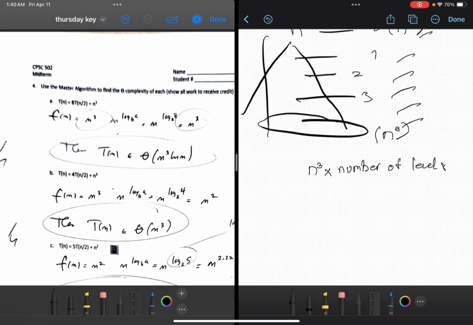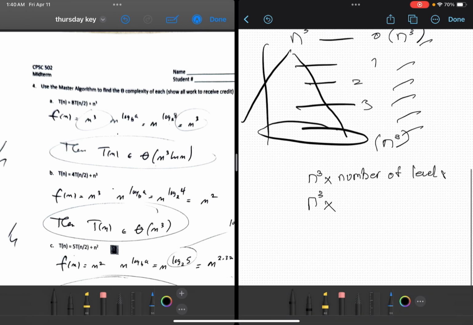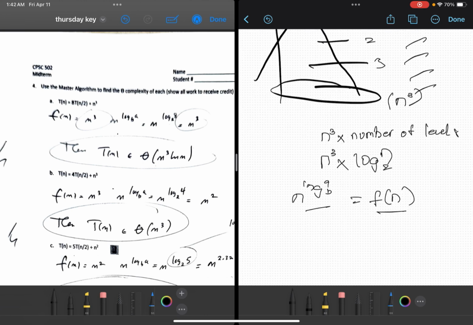And do you know how many levels there are? n cube into log n base 2, because that's how many times we can cut this problem size before it reaches unity. So whenever n power log a to the base b is equal to f of n, we can say that the theta complexity is equal to n power log a to the base b times log n.